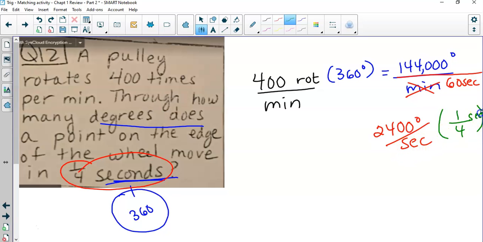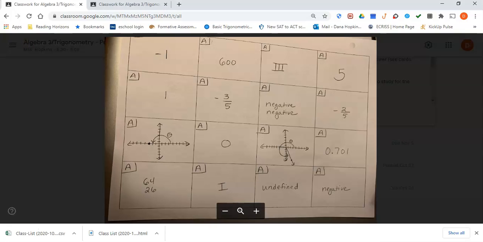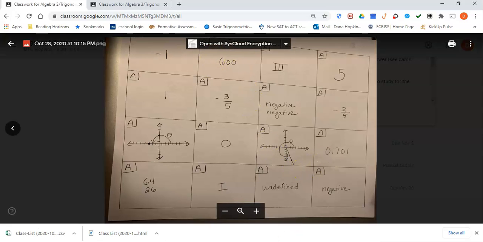Okay, so the seconds will divide out. You're going to multiply the 2,400 times 1 and divide by 4. Or you could just multiply by 0.25 to the 2,400. So I'm going to divide it by 4, and I get 600 degrees. Again, you can come over here and check your answer, and you'll see that there is your 600.